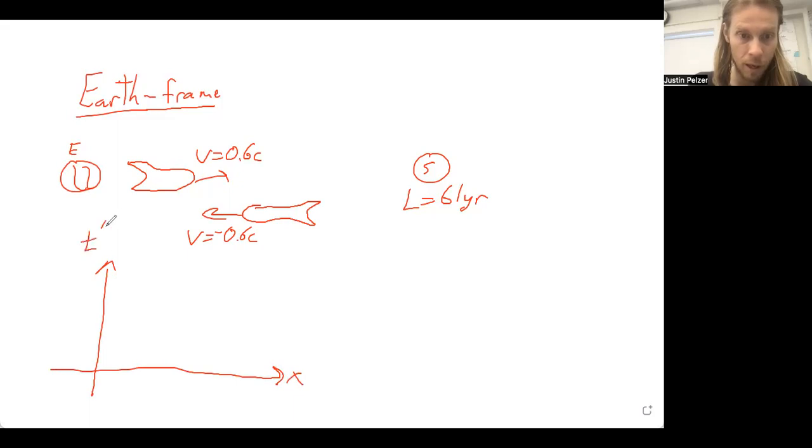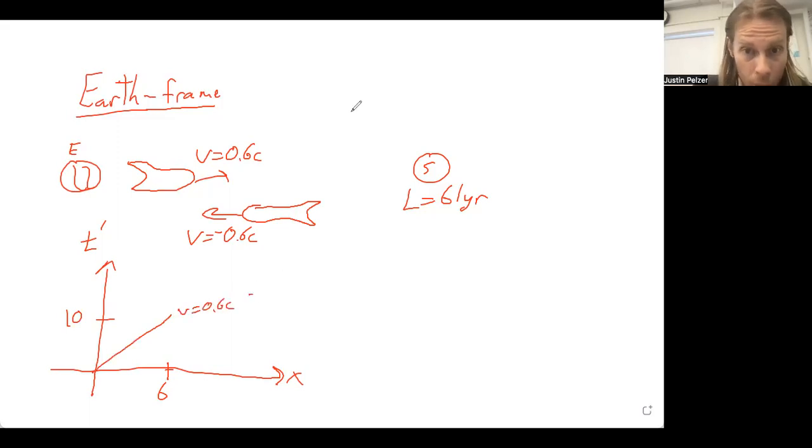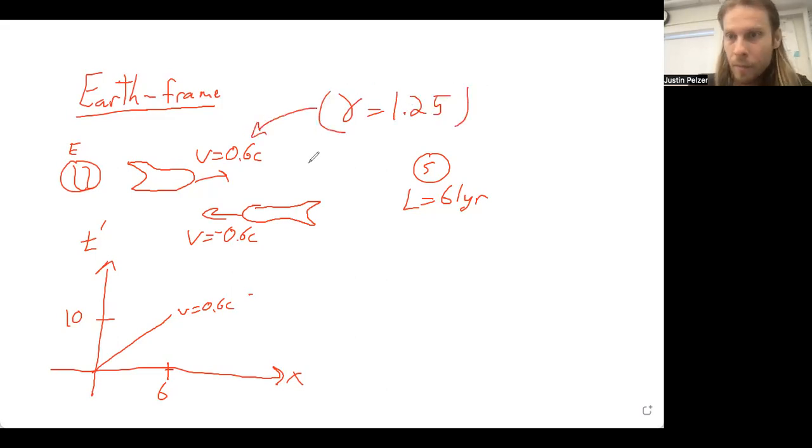So if I were to graph distance versus time in the Earth's reference frame, and remember, Earth's time we call t prime. So this is always a graph of x versus t prime. What we get is that at 6 years, the rocket, at v equals 0.6 c, which by the way, you automatically want to solve for gamma, which you get 1.25 for that, which you guys already did. And then it stops there.